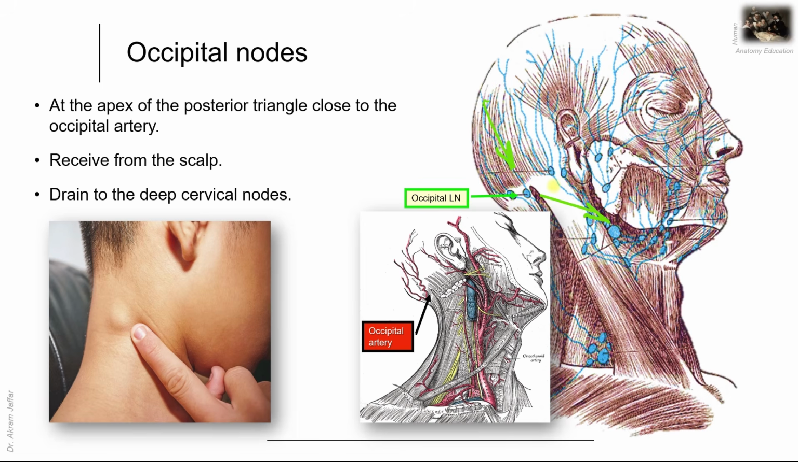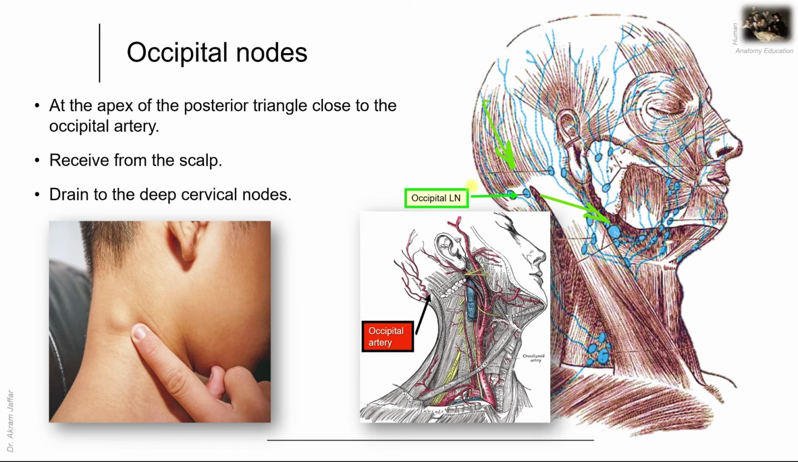The last member of the group of the superficial chain are called the occipital nodes. So they are called occipital because they lie at the apex of the posterior triangle in close proximity to the occipital artery, again another branch of the external carotid artery. You can see it here, the enlarged occipital lymph nodes, and they receive lymphatics also from the back of the scalp and drain to the deep cervical nodes.